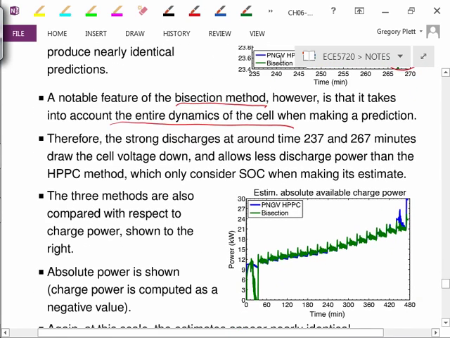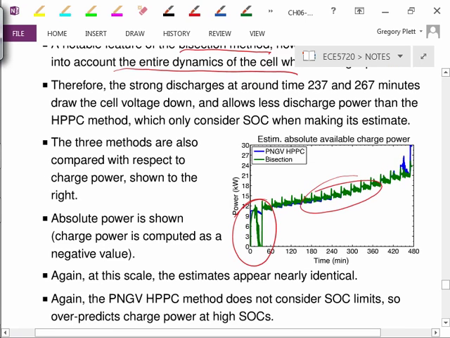Looking at charge power, the methods are compared on this plot to the right, and this looks actually quite a bit more similar. The bisection method again does include SOC limits, so it's a little bit different, but there's some similarities throughout the entire range here. This is absolute power, by the way. I flipped the negative into a positive.